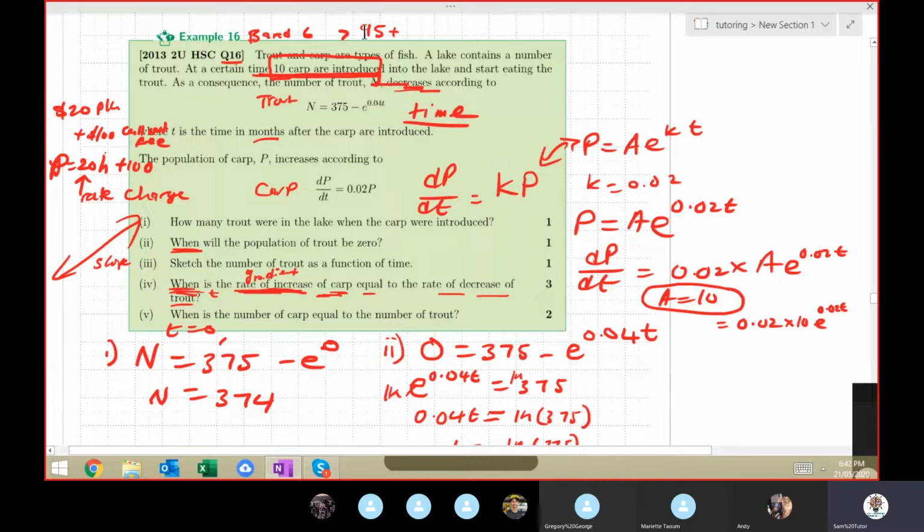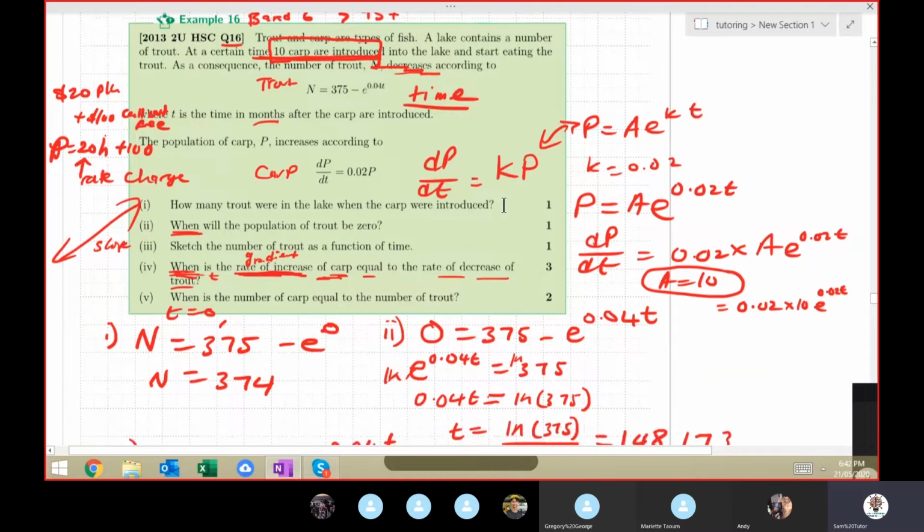And that's why it's a 95 plus. You've got to actually know P equals Ae^kt. You've got to really know your stuff. Band 6 students, 90% students, would not know that very well. That usually comes into the fine details.